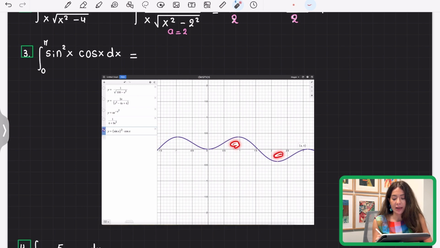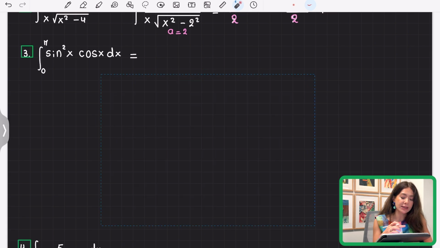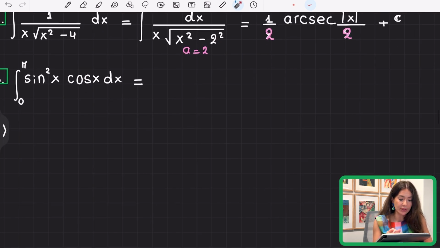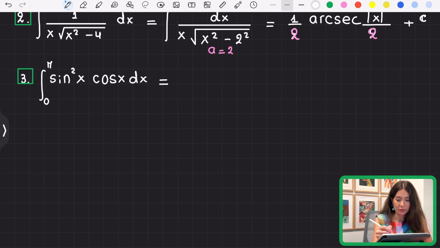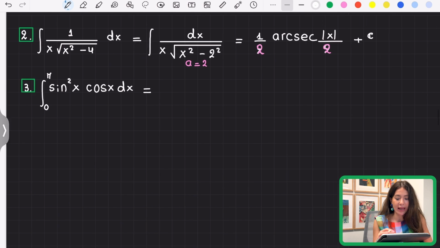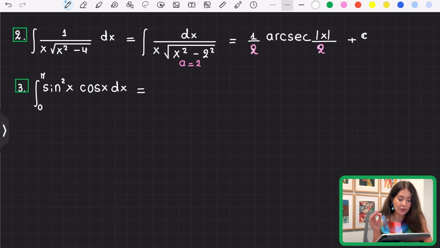So these areas seem like they're equal, but they have opposite sign. This one has plus and this one minus. So probably the answer is going to be somewhere close to 0 in this case. I'm obviously going to use calculus and solve it and get an actual answer, but assessing the area under the curve without using calculus is very useful so that you catch your mistakes in the end.